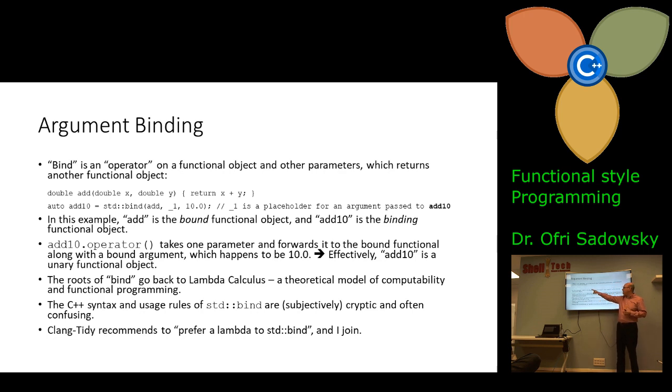And then 10 is the second argument that you pass on to our functional. Okay, and I'm not sure if I got the terminology correctly, but by my understanding, add is what is called the bound functional object, and add 10 is the binding functional object. And its operator parenthesis takes one parameter.